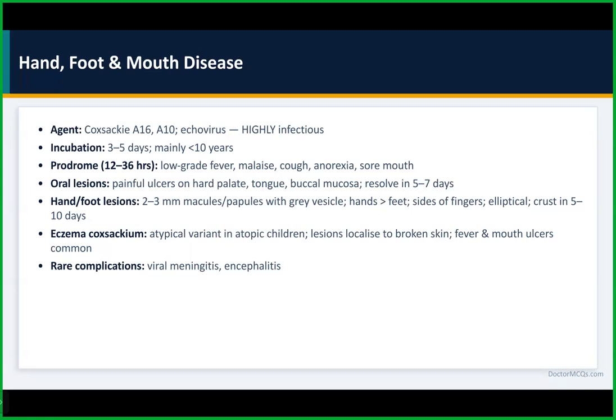It will again start with low-grade fever, malaise, and upper respiratory tract kind of symptoms. Oral lesions are very painful ulcers on the hard palate, and sometimes the child is not able to eat and drink because of the painful ulcers on the palate, tongue, and buccal mucosa, but it will take a week to resolve. If there are hand and foot lesions, they are macules and papules, mostly on the hands, then on the feet and the sides of the fingers, and they can also go on to crusting in 5 to 10 days.